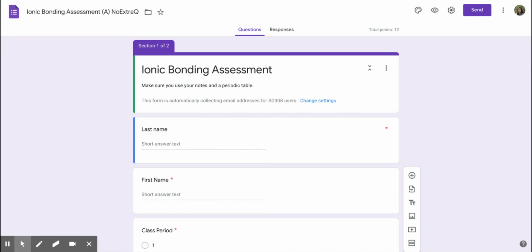Hi everyone, this is a reading for assessment part A for the Ionic bonding assessment. So it says here, make sure you use your notes and a periodic table. So make sure you have that available. The periodic table I recommend using, I usually just go to Google and type in PubChem periodic table, and I open that up.